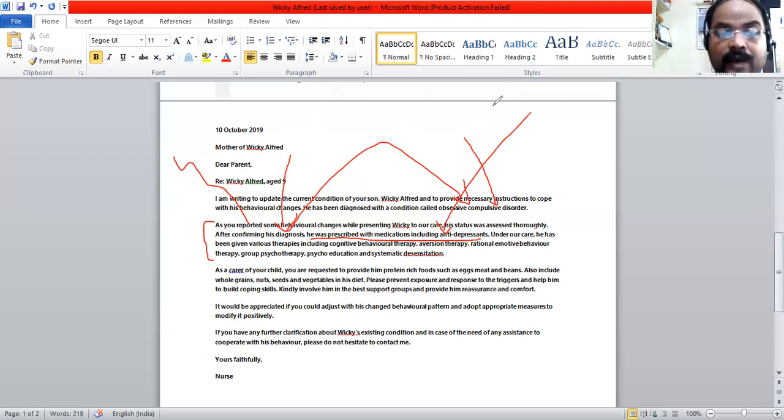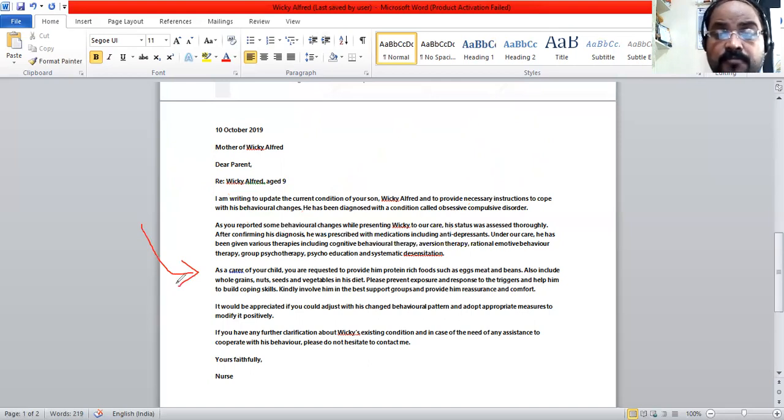Now, we are moving ahead with the second part, that is, necessary instructions to cope with his behavioral changes. Let's see what it is. As a carer of your child, you are requested to provide him protein-rich food such as eggs, meat, and beans. We need a comma there. Also include whole grains, nuts, seeds, and vegetables in his diet.